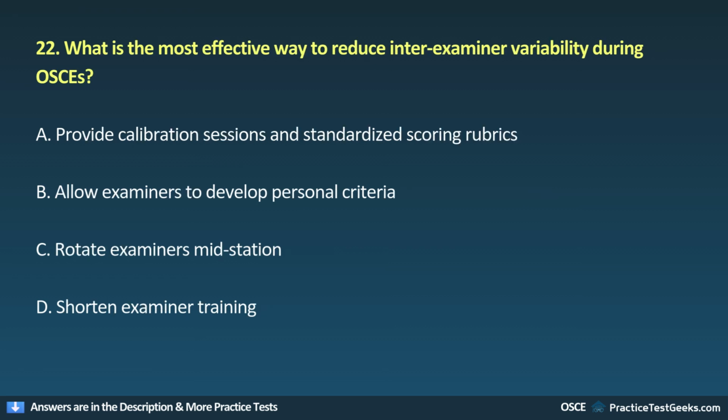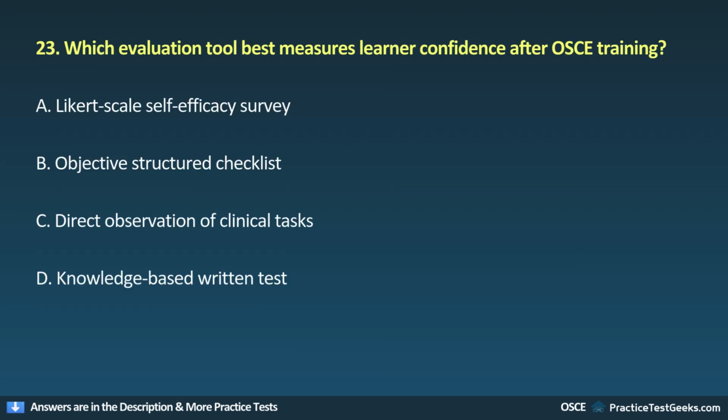22. What is the most effective way to reduce inter-examiner variability during OSCEs? A. Provide calibration sessions and standardized scoring rubrics. B. Allow examiners to develop personal criteria. C. Rotate examiners mid-station. D. Shorten examiner training.